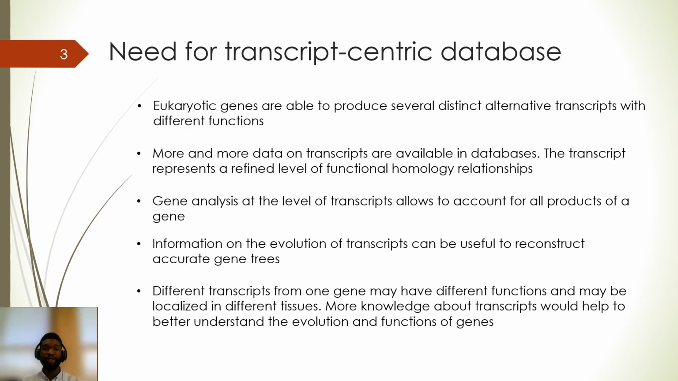So why do we need a transcript database? Eukaryotic genes can produce several distinct alternative transcripts with different functions due to alternative splicing. Alternative splicing is a mechanism that gives transcripts a more refined level of functional homology relationships. More and more data on transcripts are available in open source databases, and the information on their evolution can be useful to reconstruct accurate gene trees.